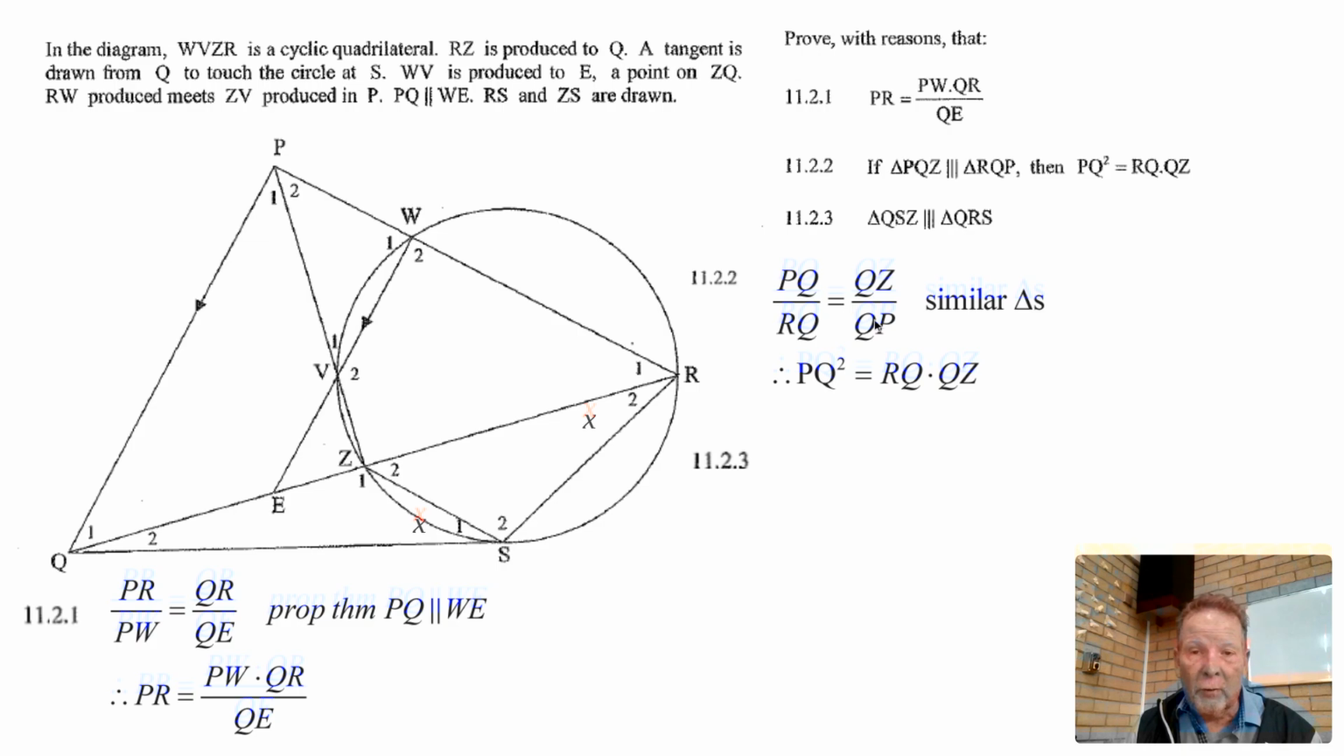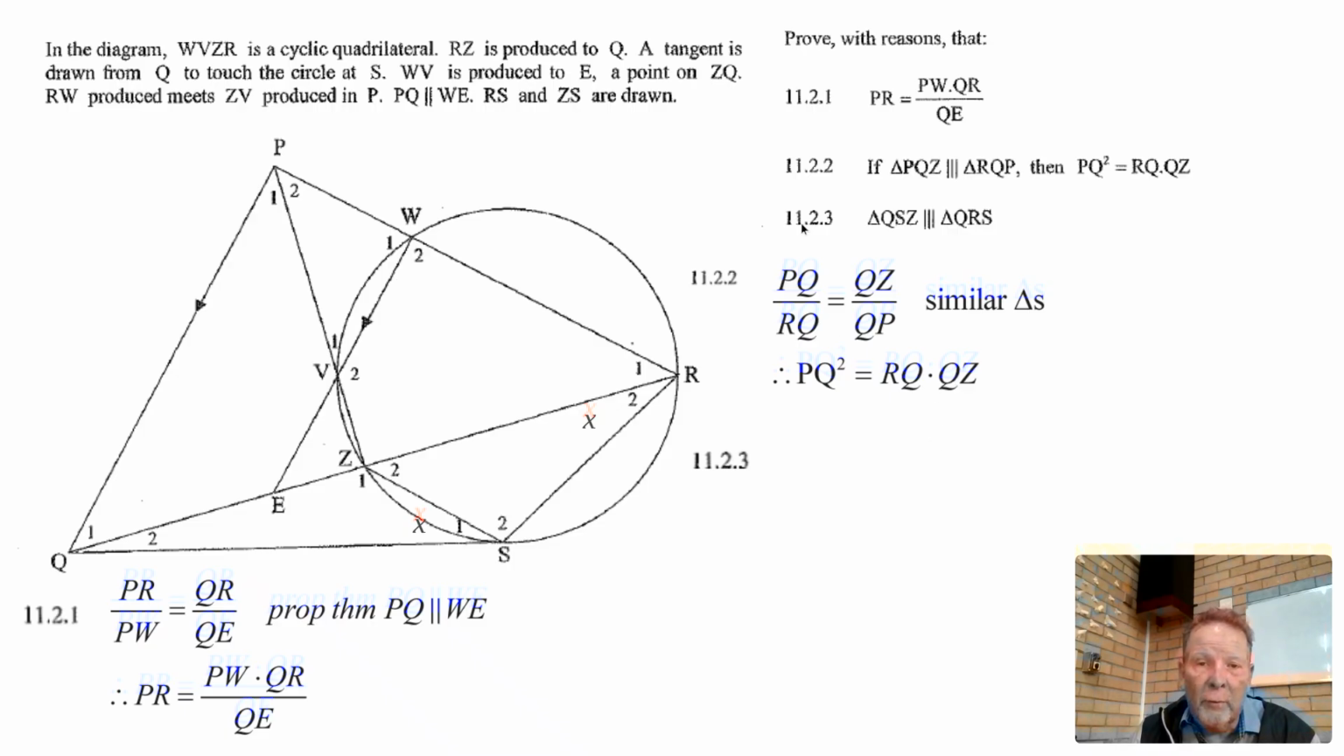That's what the similarity is. Well, this ratio is true because they're similar triangles. You just match up: the first two go with the first two here, the last two go with the last two. And then what do we do? Just cross multiply. QP and PQ. It's just PQ squared equals this RQ times QZ. We're going to use that later too.